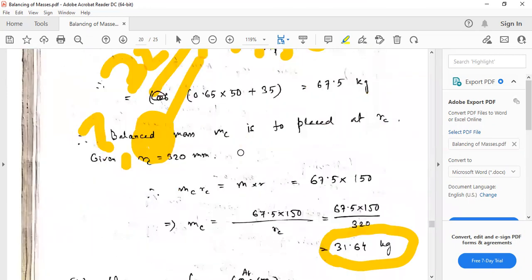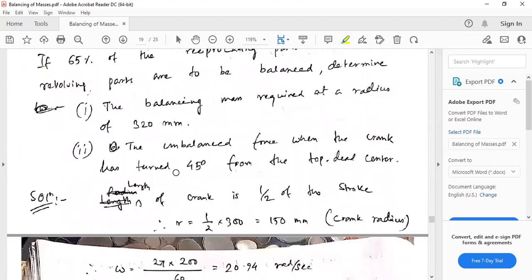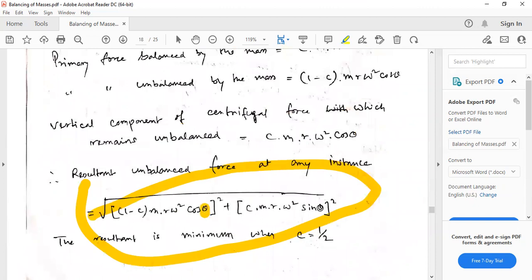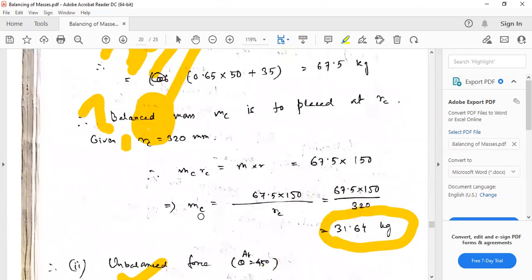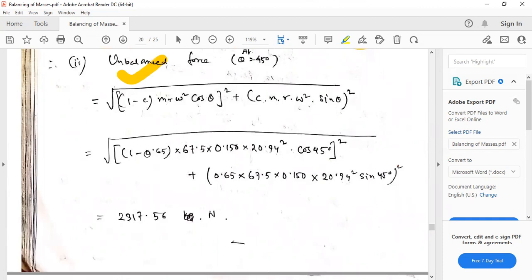Understood? Now we need to find simply the unbalanced force at 45 degrees, because at 45 degrees it has turned 45 degrees from top dead center. Whatever angle is given, just put the angle here at theta, and here also at theta. So everything else is known. This is the formula, right? Unbalanced force is root over (1 minus c) M R omega square cos theta whole square plus (1 minus c) M R omega square sin theta whole square. So c is 0.65, put the value, 1 minus 0.65, M is 67.5.